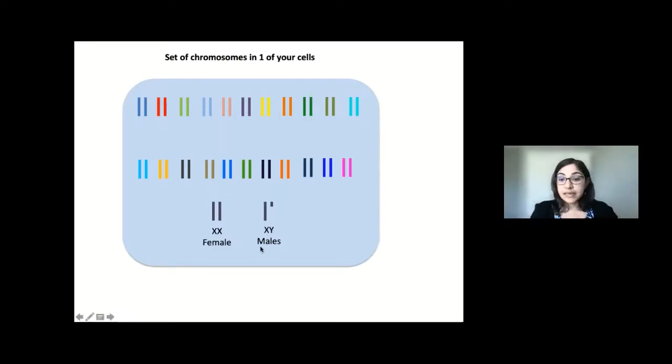These two are the sex chromosomes. If you have two X chromosomes, you're a female. If you have one X and one Y, then you are a male. And this is how every cell of your body would be. This is the genetic information.